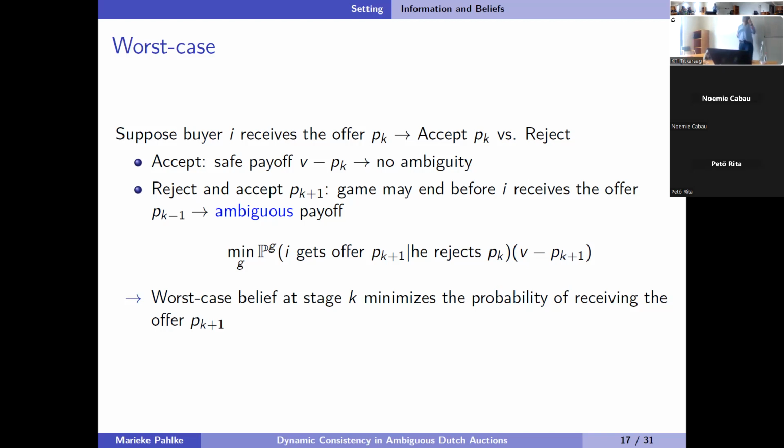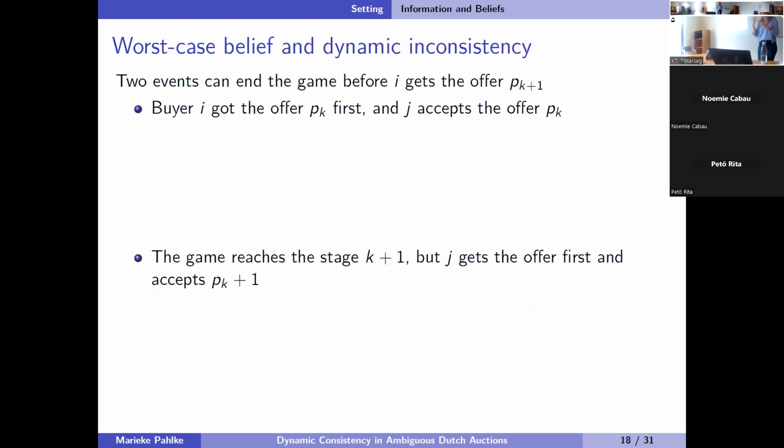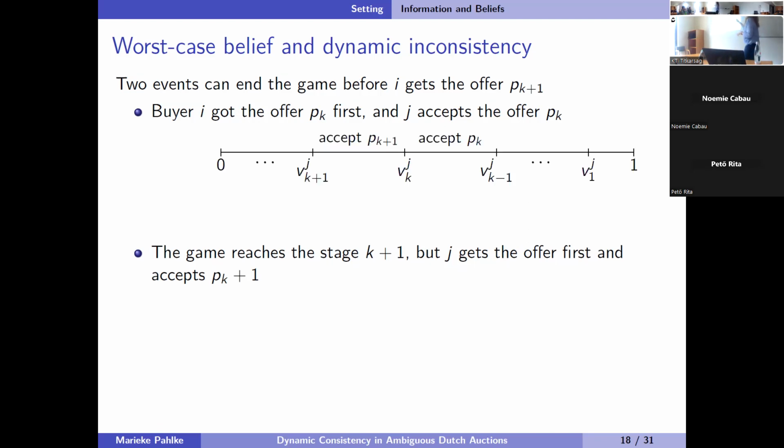And how does it look? It basically depends on two events. There are two possible events that could end the game before I get the next offer. The first event is that I'm the first right now, and the other buyer can still accept the current price. And the second event is that we go to the next period, but I'm the second, and the other buyer can accept the next price before it's my round. So these are the two events that are important to figure out the probability that I get the next offer. And if we look at this, remember we have these cutoff types, and this cutoff just tells us what price they accept.